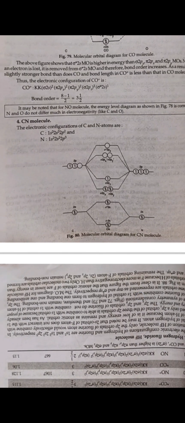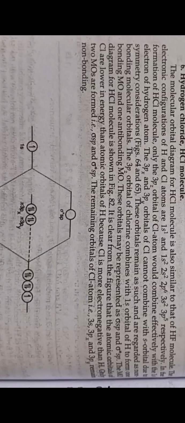Here are some examples. Hydrogen chloride, HCl molecule. The molecular orbital diagram for the HCl molecule is similar to that of the HF molecule. The electronic configurations of H and Cl are 1s1 and 1s2 2s2 2p6 3s2 3p5 respectively.